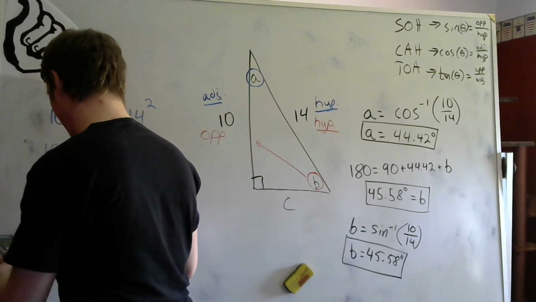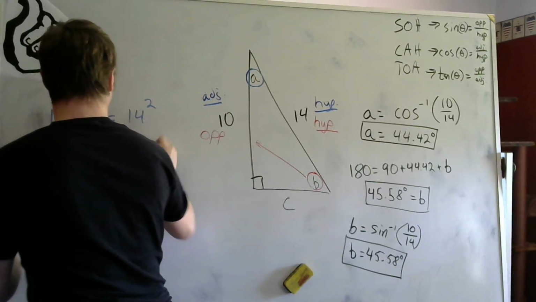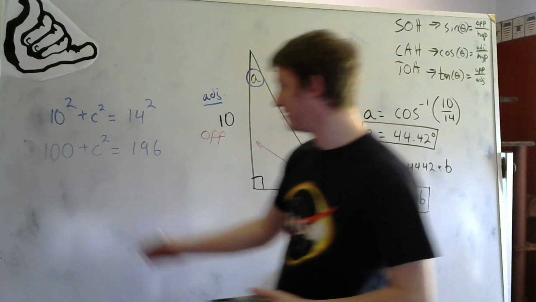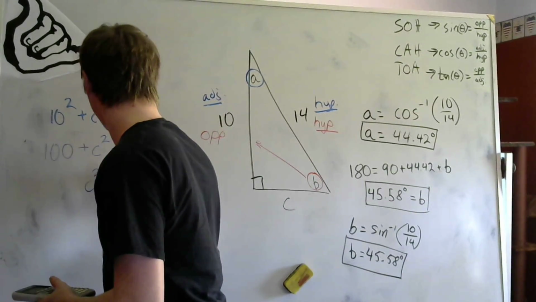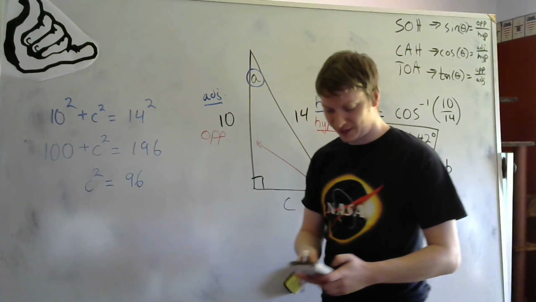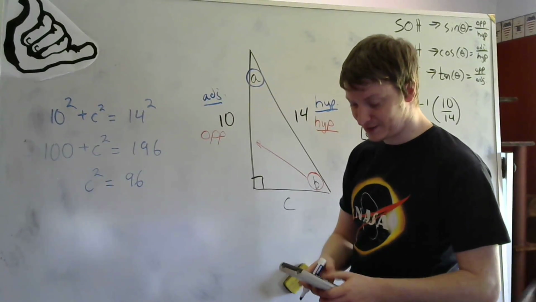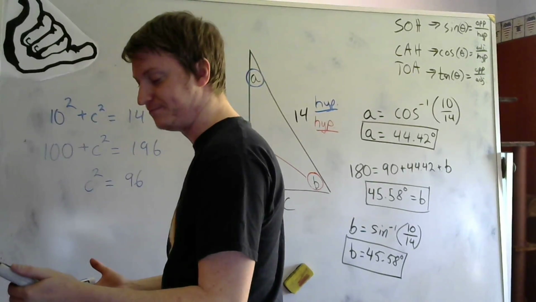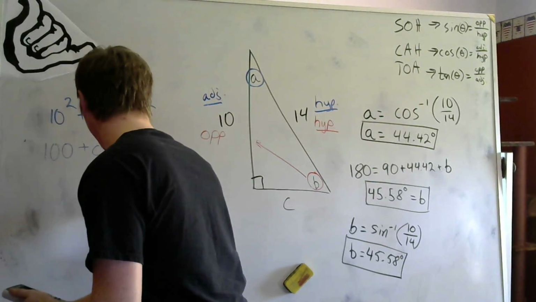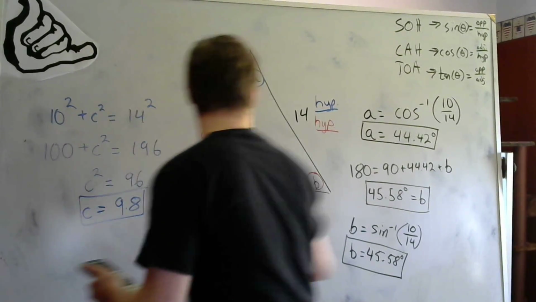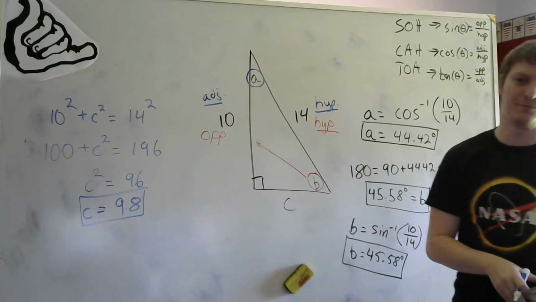14 times 14 gives me 196. So 100 plus c squared equals 196. Subtract the 100 from both sides. So c squared equals 96. Take the square root of 96, and I get 9.8 when you round. So this side, c, is 9.8.